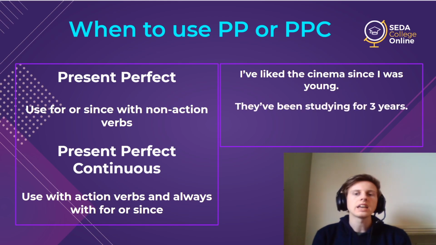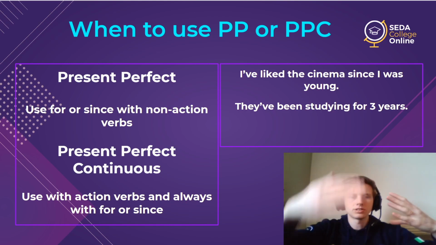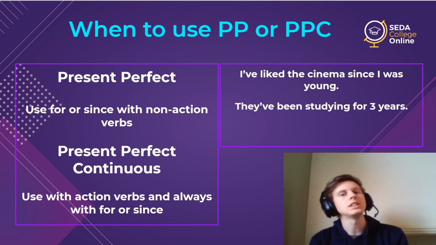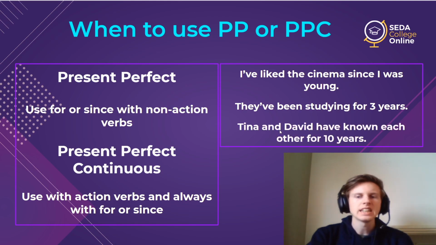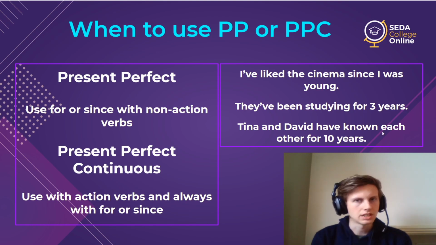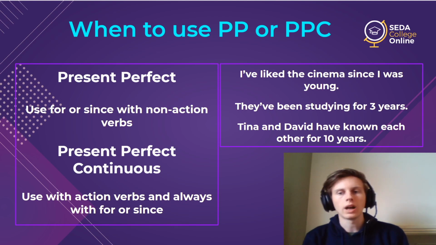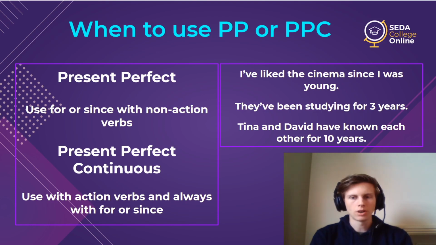On the other hand, I have been studying for 3 years. Study is a process, a long time. You study for years and years and years. So this is why we must use the continuous for it. And then another example, Tina and David have known each other for 10 years. Here we use the present perfect, not the continuous, because you either know someone or you do not know someone. We think of it as a yes or a no. So there's no continuous, just the present perfect. So that's the difference, really.